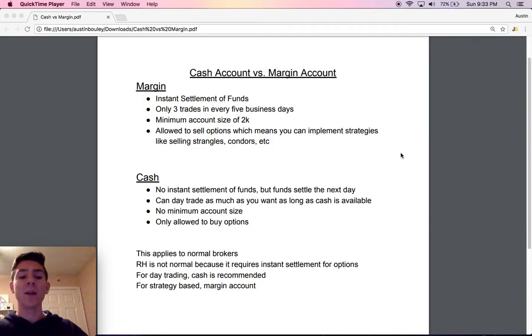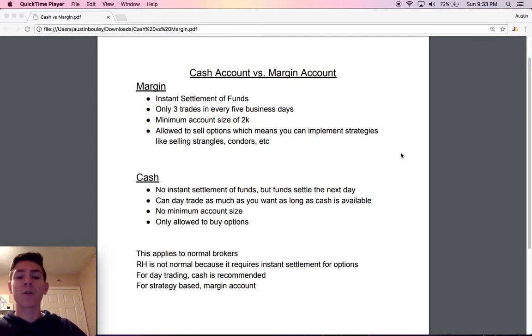However, since you're getting immediate access to funds, you are only allowed to do 3 trades in every 5 business days. That means if you place a trade on Monday, you have to wait Tuesday, Wednesday, Thursday, Friday, Monday before you can trade again or use that money, before that day trade frees up. So you have to wait 5 days for every trade that you take.